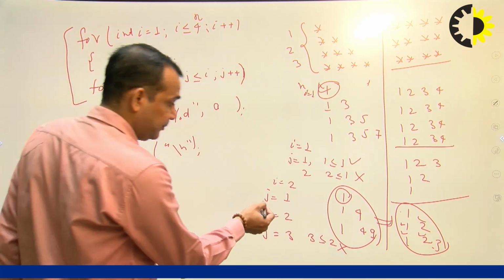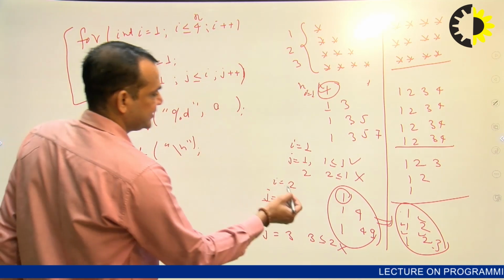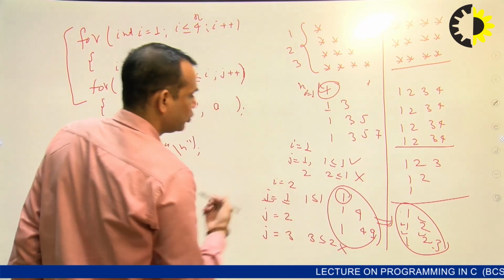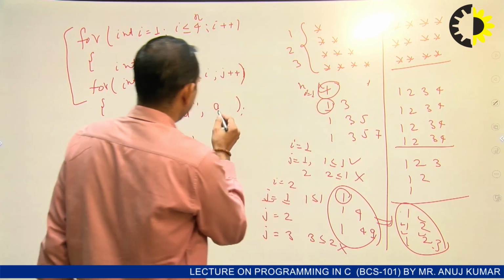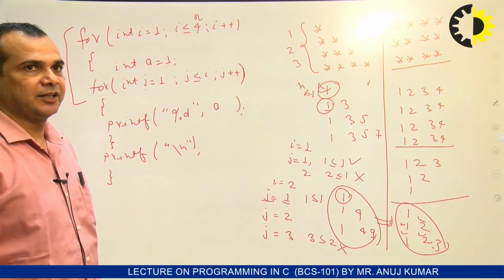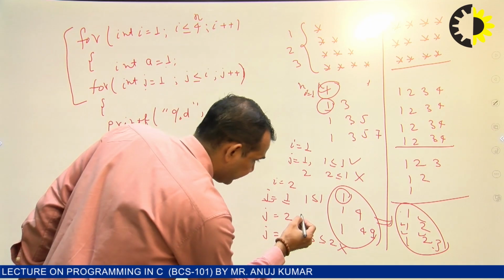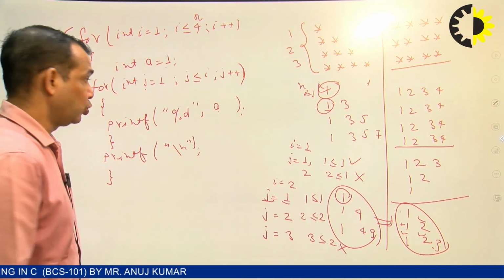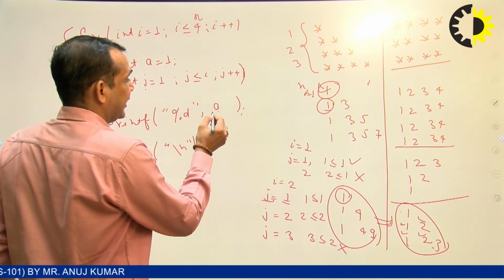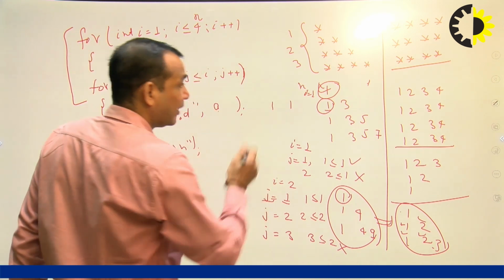This time, when j equal to 1, 1 is less than or equal to 1, the condition is true, it will go inside and print the value of a. And the value of a is 1. Now, when j equal to 2, again it will check j less than or equal to 2. The condition is true, so it will go to this line and print the value of a. So again its value printed is 1.